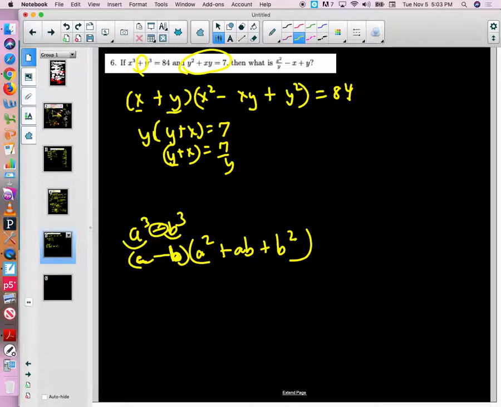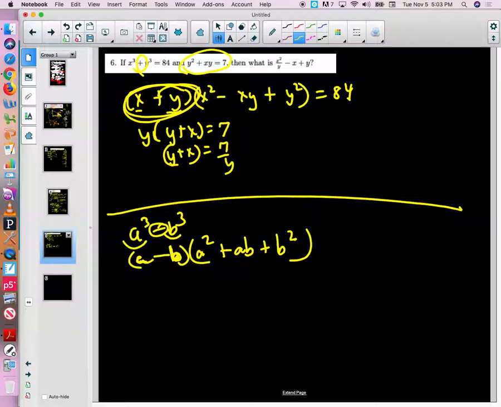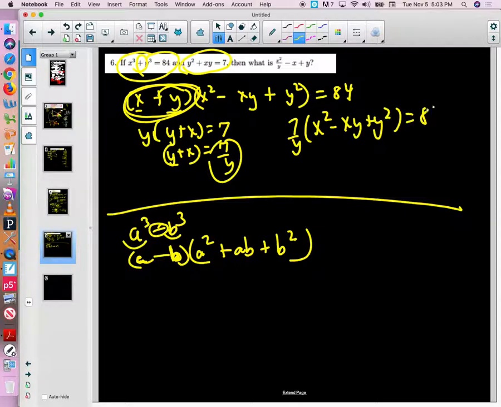So I'm going to sub that in for x plus y. Always look for a group of numbers. So I'm going to have this x plus y from the front one, and that can be subbed in with 7 over y times x squared minus xy plus y squared equals 84. Now watch what I want. I want to know what that is. Looking for a group of letters. So I'm actually going to leave this 7 out of it for a minute.